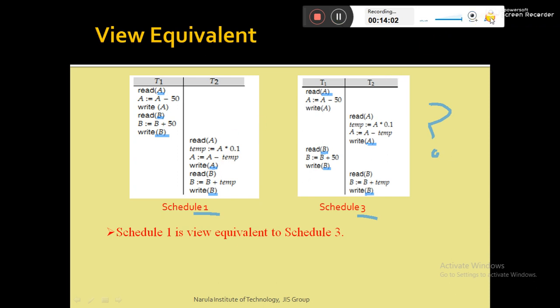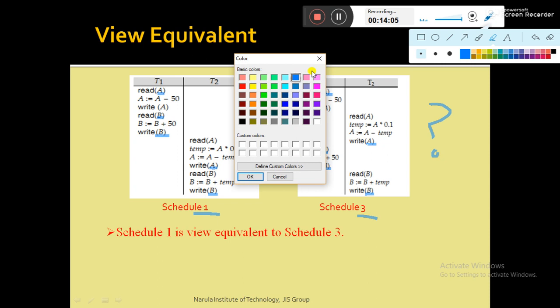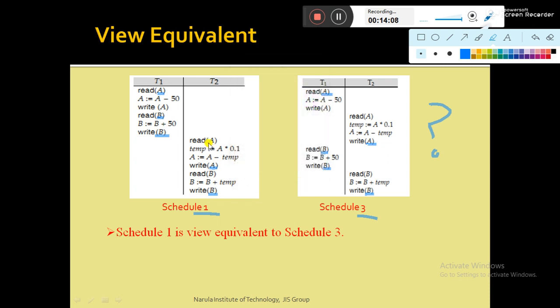So first consider the data item A. We have to check for both data items. This is the data item A, suppose. Now transaction T2 reads a data item A which was previously written by transaction T1. That means here transaction T2 reads the data item A which was previously written by transaction T1. So the same sequence should appear in schedule 3 also. Let's check. This is the read A operation. So T2 reads the data item A which was previously written by T1. So that means this is true.